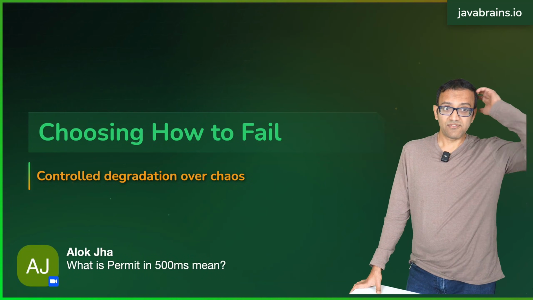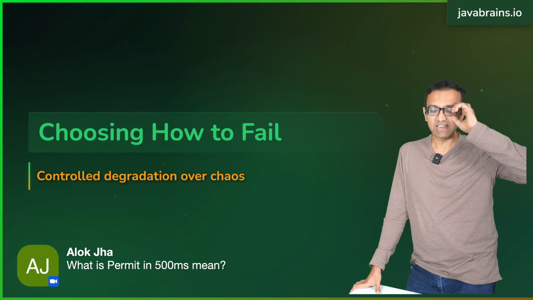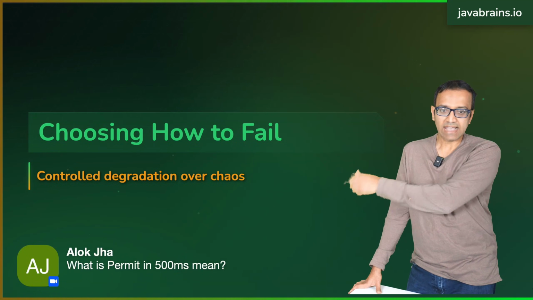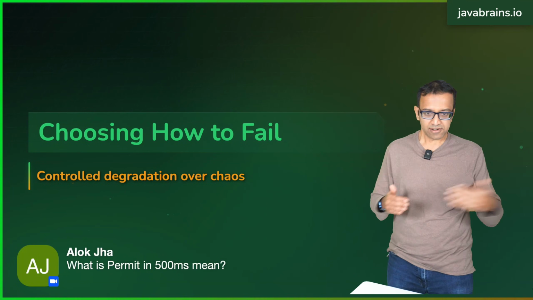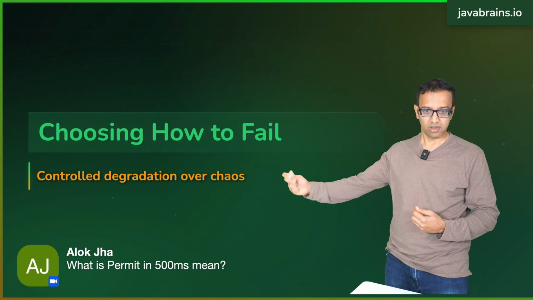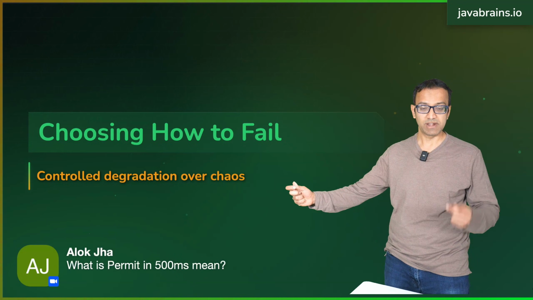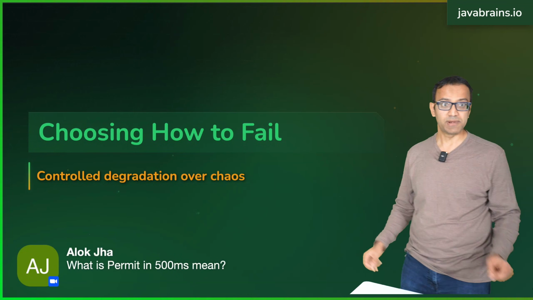What does permit in 500 milliseconds mean? Permit is basically what you are allowed access to the service. When you say concurrency limit of 10, 10 requests get the permit to go. The 11th one does not get the permit and it has to wait. That's the permit I'm talking about.